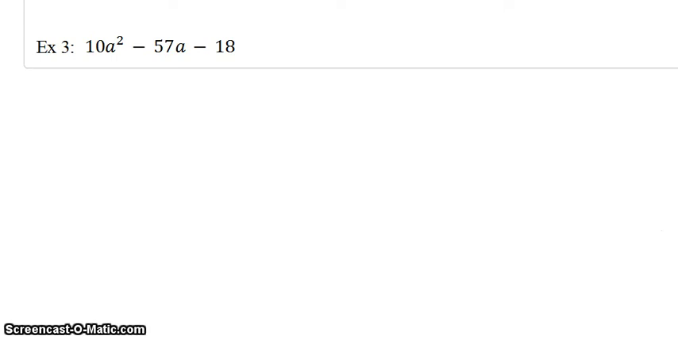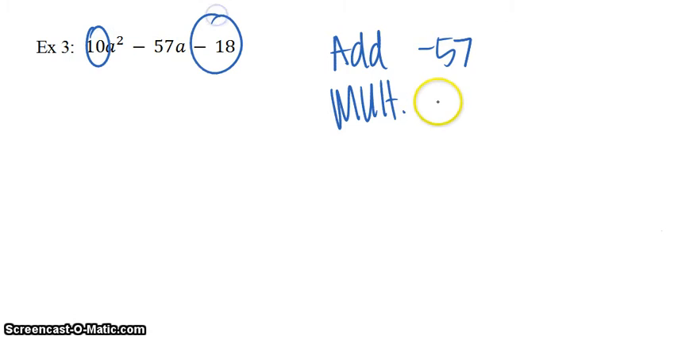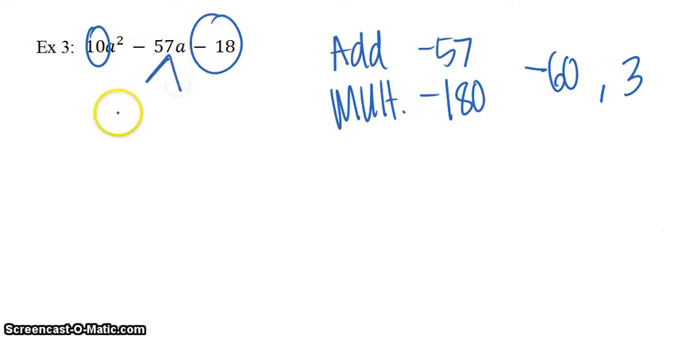So last one, it needs to add to -57, and multiply to 10 times -18, which is -180. Now guys, I'm not thinking of these off the top of my head. I have already prepped for these, so this would have taken me a little time to figure out. So I'm just trying not to waste your time. You might need to use a calculator. That's okay, but you're going to end up getting -60 and 3, because -60 plus 3 is -57. But if you multiply them, you'll get -180. So I'm going to break this up into -60a plus 3a, because that will still give me a -57a. Bring them down.